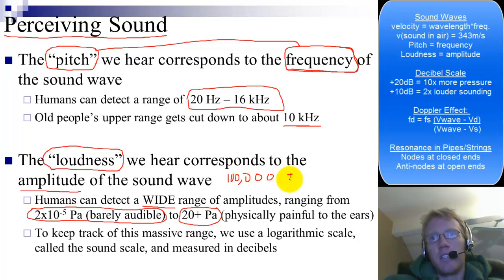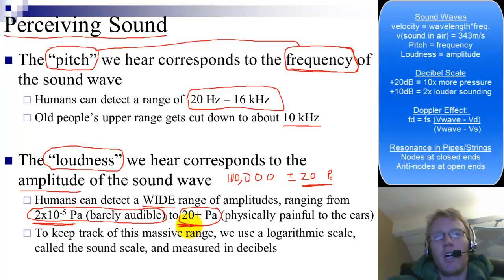So if you're hearing an oscillation of plus or minus 20 pascals, that's about as loud as you can go without damaging your ears. And plus or minus 2 times 10 to the negative fifth would be the smallest sound you could hear. But the size difference between 2 times 10 to the negative fifth and 20 is on the order of 1,000,000 times bigger or 1,000,000 times smaller. So it's a really, really big range that we can hear.